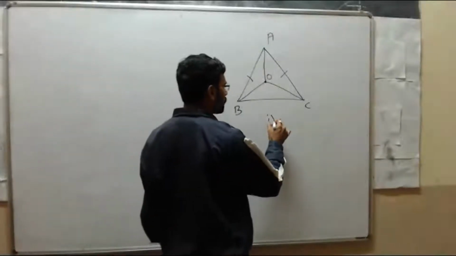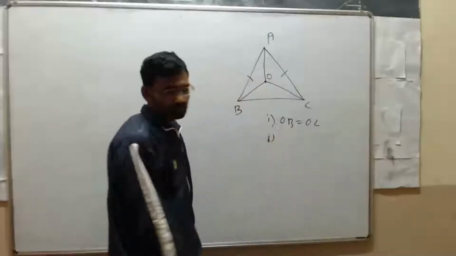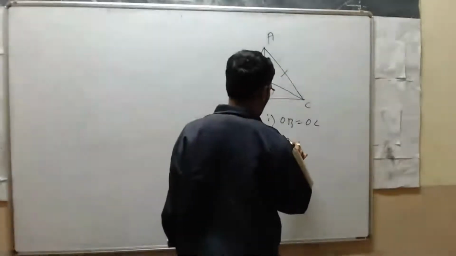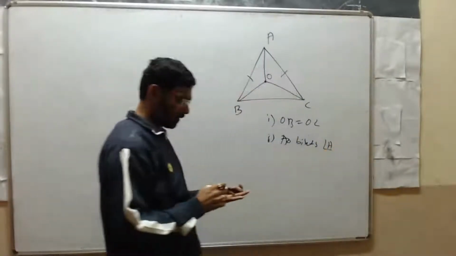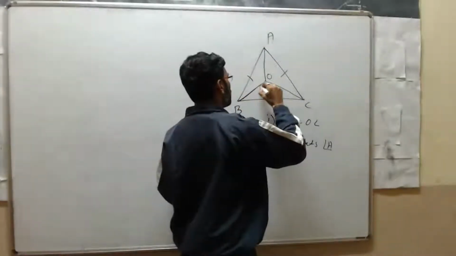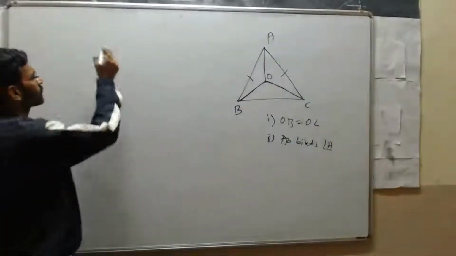First one, OB equals OC. Second one, AO bisects angle A. First, we have to prove OB equals OC. First one, solution.